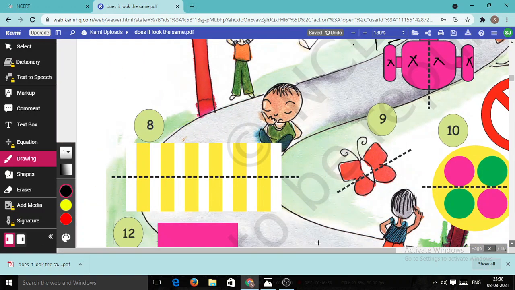Now look at figure number 8. Here clearly the figure is divided into two equal parts. The rectangle is divided. Yellow and white color is equally divided. So there is no confusion. So we write here yes directly.